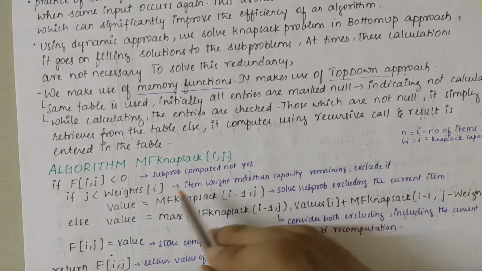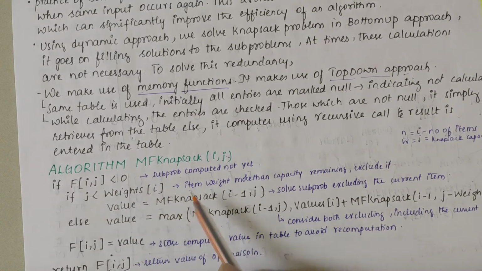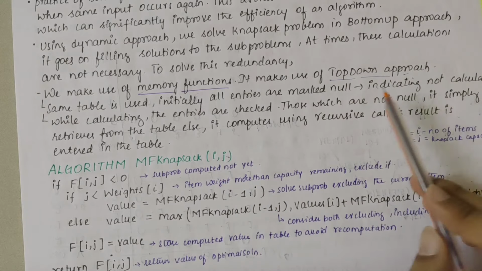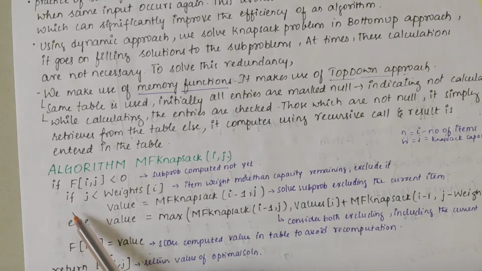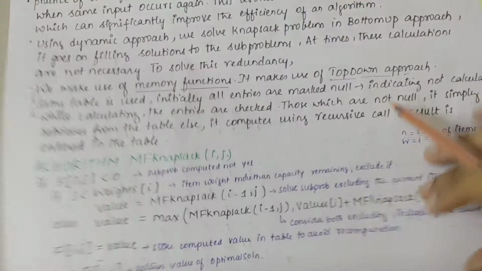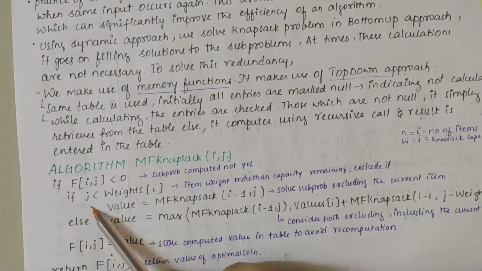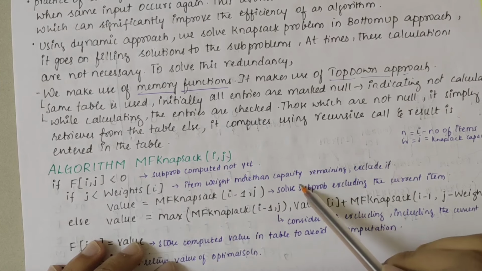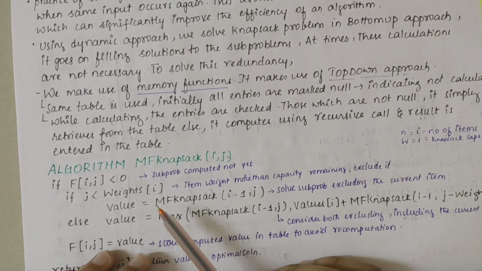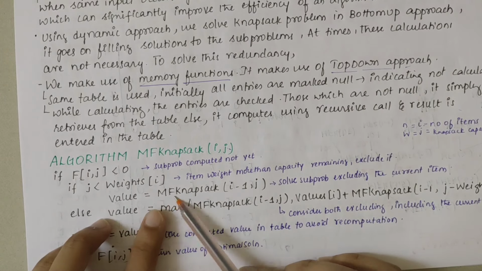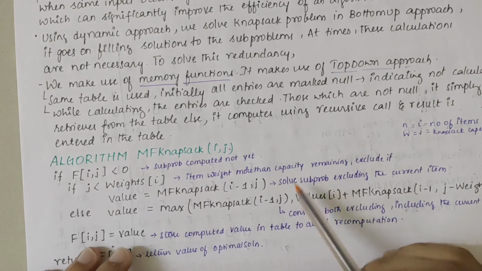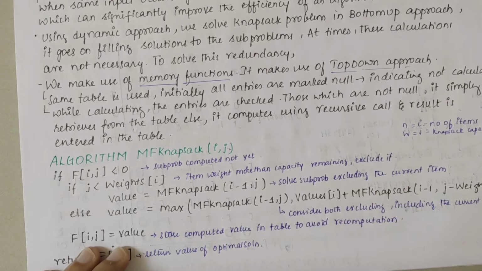Moving on to the algorithm, if F(i, j) is less than 0, that is the subproblem is not yet computed, so we have not found the value yet. Sorry, it's not null, it is less than 0, so we mark it as -1 here. Then, if j is less than weight of i, that is the item weight is more than the capacity remaining, it is excluded. If this is satisfied, the value is MFKnapsack(i-1, j). So iteratively we are repeating this, solving the subproblem excluding the current item.